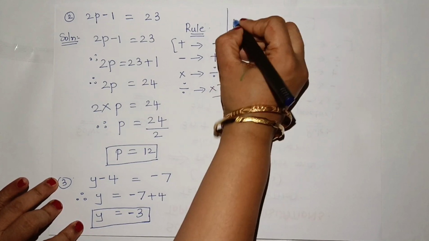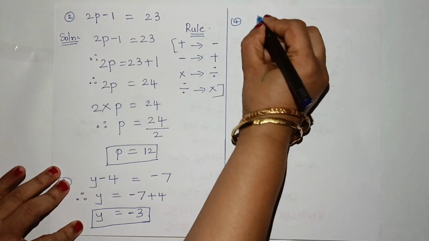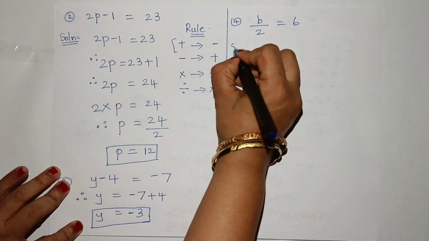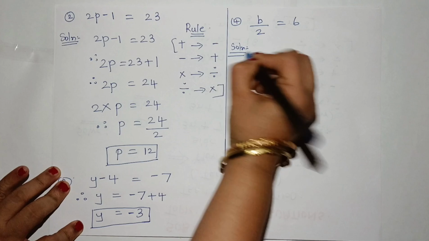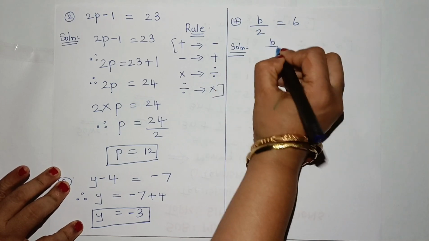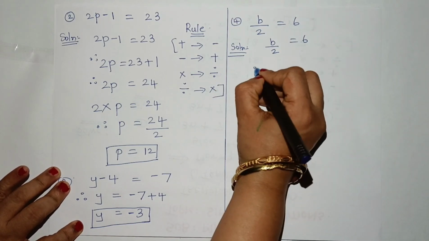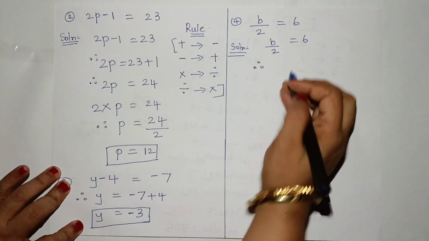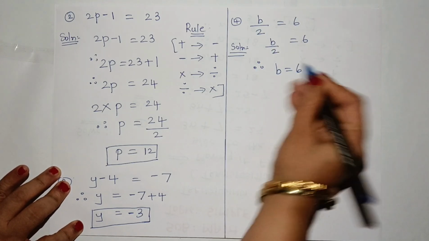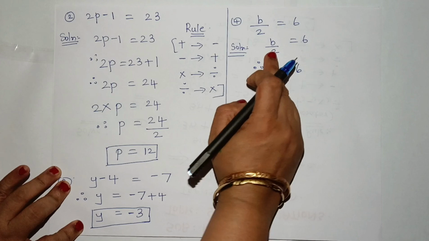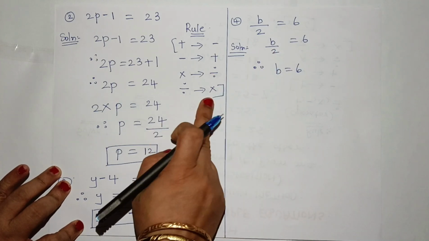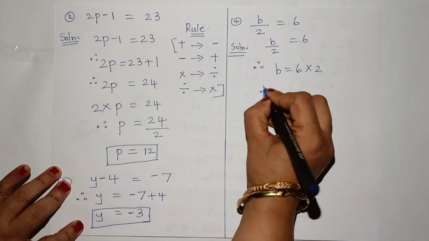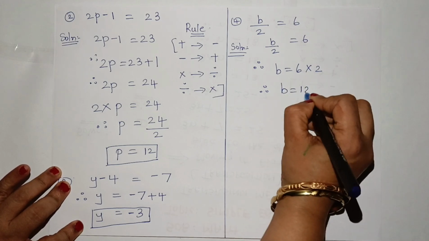Next sum. b by 2 equals 6. Now understand this question. b by 2 equals 6. You just need to find the value of the variable b. So first write 6. Shift 2 to that side. This is divide. Now divide, when you shift, becomes what? Multiply. Therefore, b equals 12.